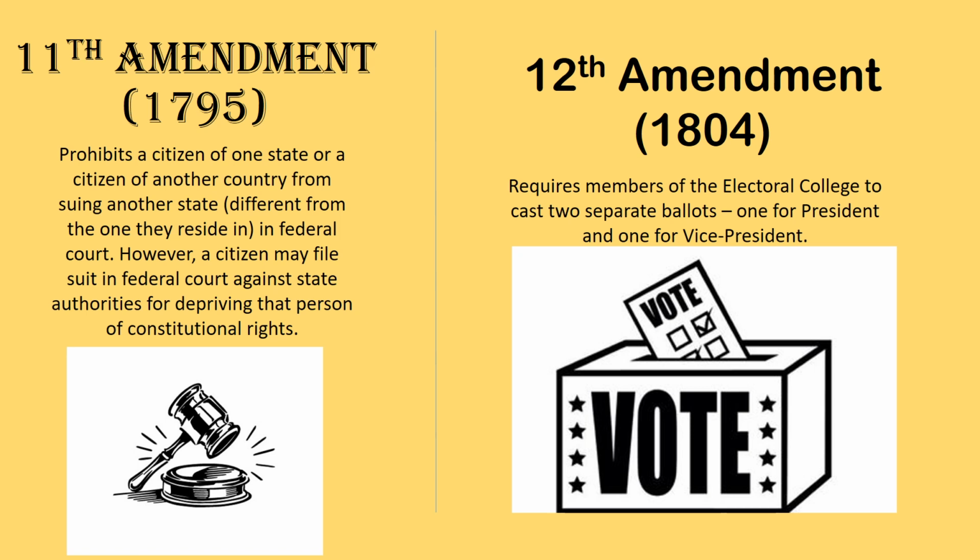Let's start with the 11th Amendment, passed in 1795. It prohibits people from suing states in which they do not reside or citizens of another country from suing another state in federal court. And this just prevents frivolous lawsuits for no good reason from happening. Although people can file suit in federal court against state authorities for depriving that person of constitutional rights.